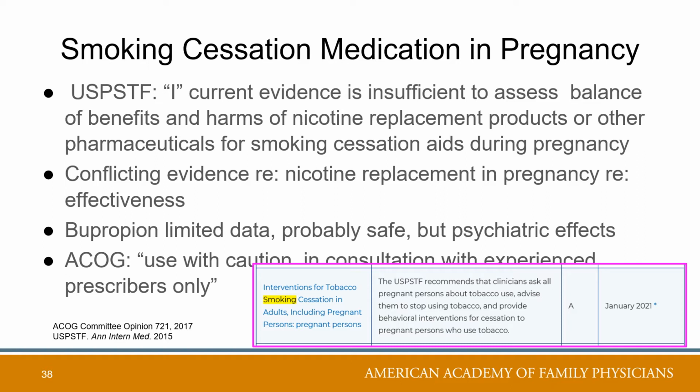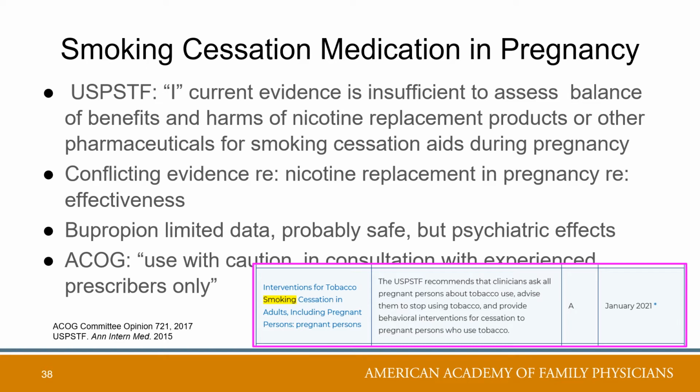Currently, the USPSTF has a Grade I level of recommendation regarding the benefits and harms of nicotine replacement products or other pharmaceuticals or smoking cessation aids during pregnancy. Many of us do use these with our patients, depending upon the patient. It's helpful to think about the different kind of interventions that may exist for patients and whether or not for a particular individual nicotine replacement may be beneficial.